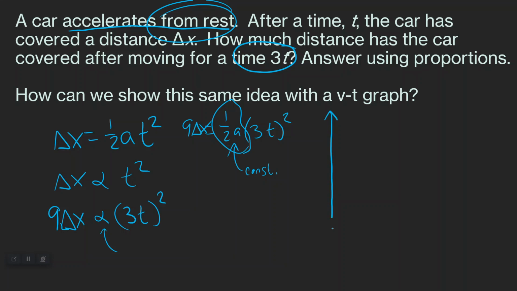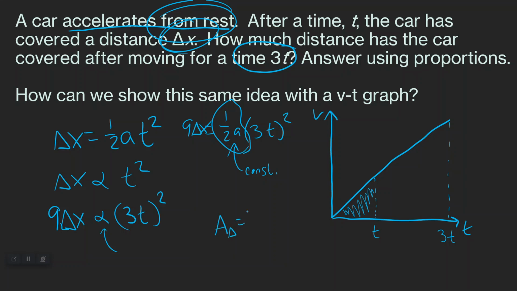I really like showing this one with a velocity time graph as well, because if you don't believe me that this works, the velocity time graph is great. So again, we're going to accelerate from rest. Nice constant slope for constant acceleration. Here is t, and here is 3t. So the displacement now is going to be the area underneath this triangle. Notice here is the area delta x for a time t. And if we were to calculate this bigger area of this giant triangle, well, remember, the area of a triangle is 1/2 base times height.